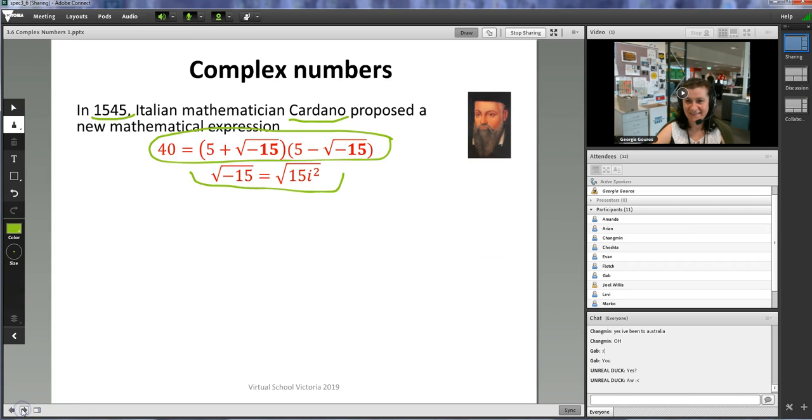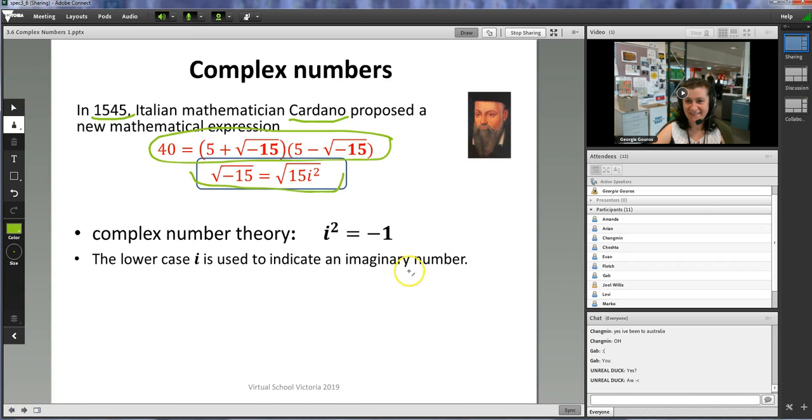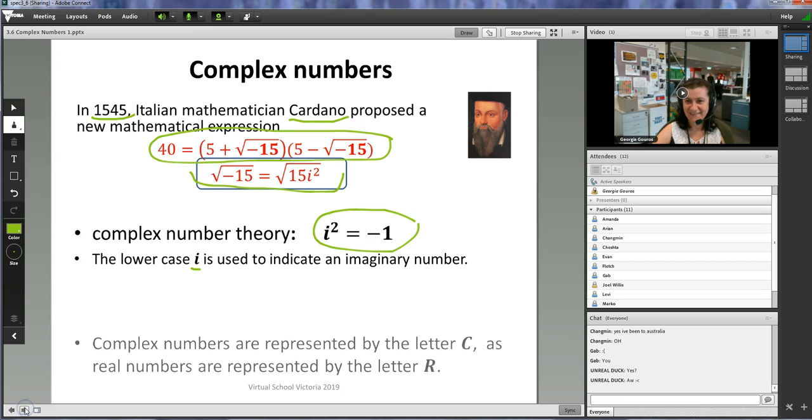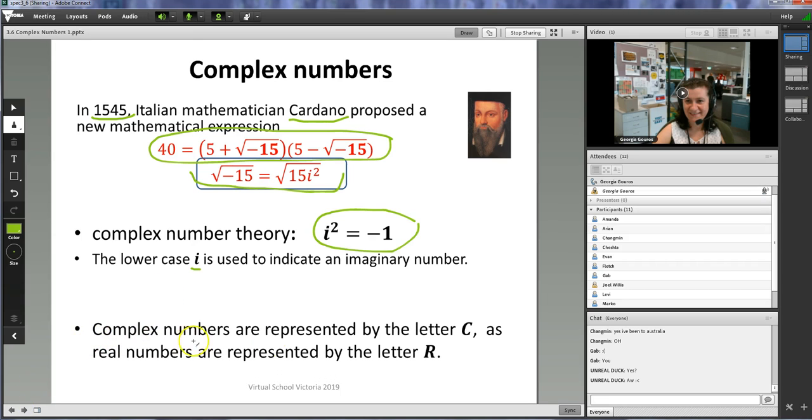Now this is a special leap forward. There he is, big leap forward, and the invention of this concept that there is an imaginary number, when you square it, you get negative 1. And that imaginary number is represented with a lowercase i. So this is the whole basis of complex number theory. When we talk about complex numbers as a set, we use the letter C to represent the complex numbers, uppercase C. You've already seen how real numbers are represented with an uppercase R, so we're just extending our sets. So we've got the set of C, the complex number set, as well as the real numbers.